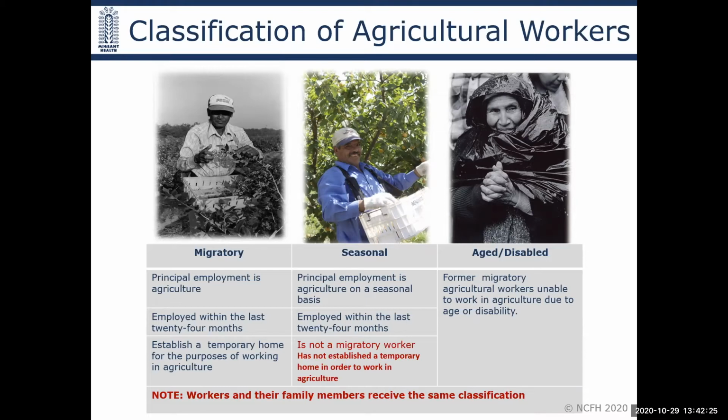And then we also include family members. Family members receive the same classification as the ag worker family member. So if they're a migratory worker, their family members would all be classified as migratory. And that is no matter what their age is, and regardless of whether they have any type of insurance, because that's totally separate. We're just talking about classification for reporting purposes for UDS.